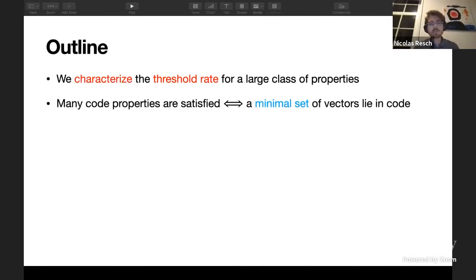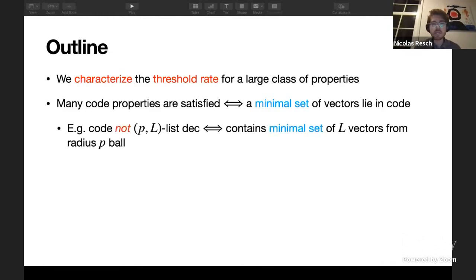So first of all, we take the perspective of looking at many code properties, and we note that they're satisfied if and only if a minimal set of vectors happen to lie in the code. So for example, if we want to talk about the property of not being (p, L) list decodable, a code will not be (p, L) list decodable if and only if it contains some minimal set of L vectors from a radius p ball. Right, so we have all sorts of these minimal sets, and we just need to ask, when is it the case that a random code is likely to contain one of them?